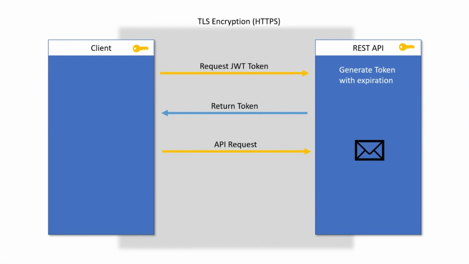And so when the relay receives that token with the API request, it's going to validate that token. Is this the same token that I provided previously? And has it expired? So as long as it hasn't expired and it's the same token that was provided previously, then it'll return the requested information. So that's how JWT works.